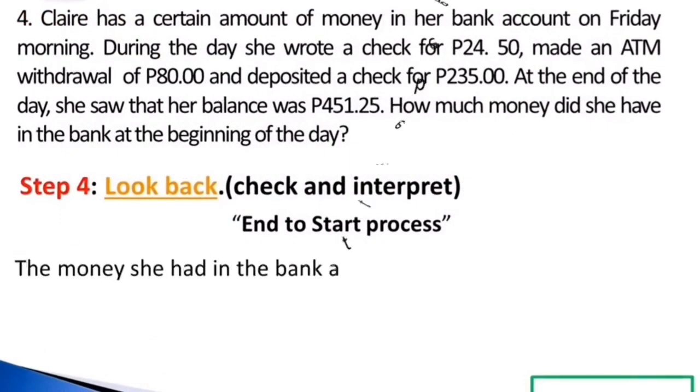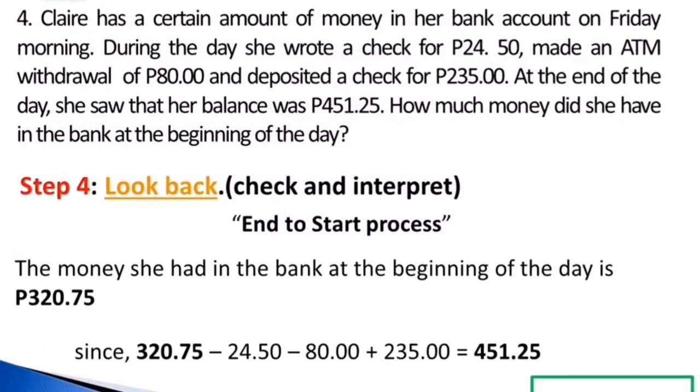So let us now look back, which is checking and interpreting your answer. By knowing that the amount of money she had at the beginning of the day on Friday morning, she must have 320.75 pesos. This time, in the part of checking, we're going to do the process from the start until the end.